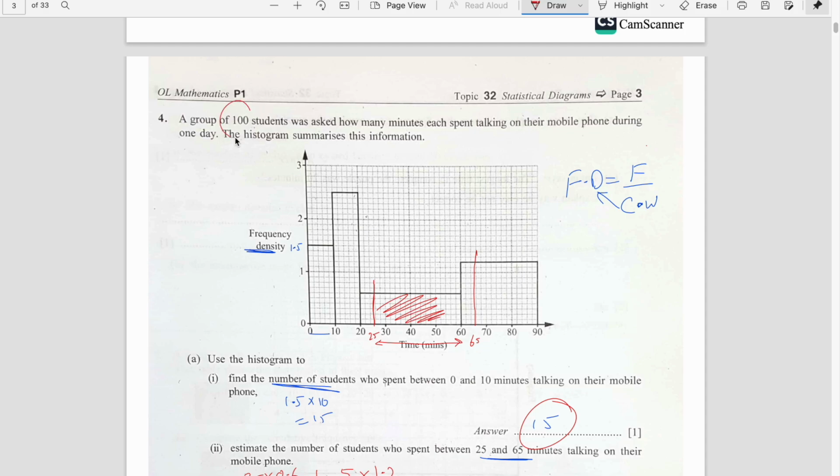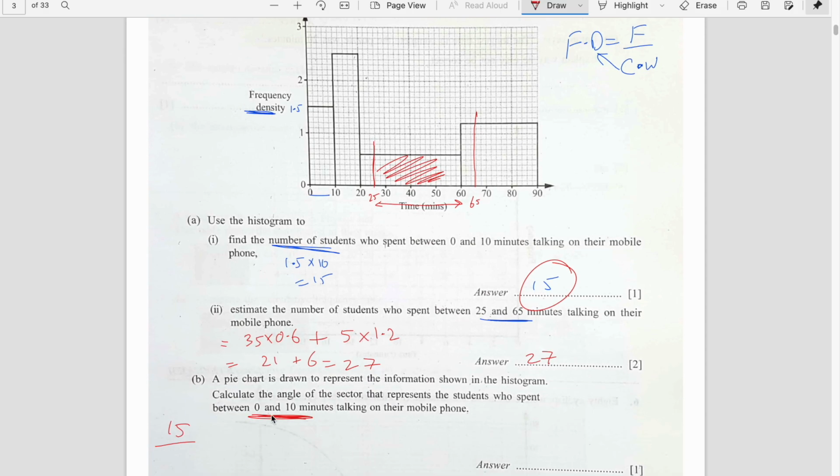And total is given in question, that is 100. So 15 out of 100 would take this much of the angle. So 360 into 15 by 100 is 54 degrees. Any doubt in this part?